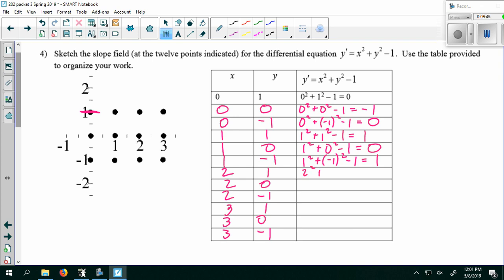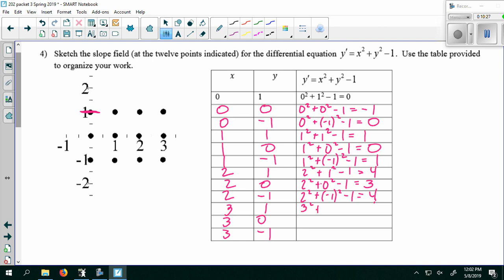2 squared plus 1 squared minus 1. So that's 4 plus 1 is 5, minus 1 is 4. 2 squared plus 0 squared minus 1 is 3. 2 squared plus negative 1 squared minus 1, so that's 4, plus 1 minus 1 is 4. Oh, I did a 2 and I should have done a 3 there. On to the 3's. Okay.